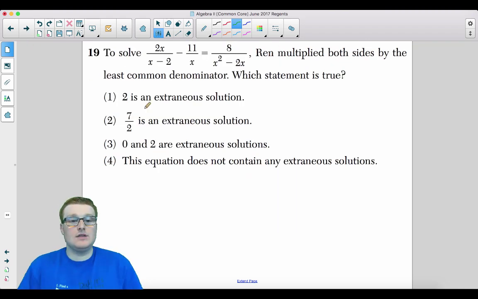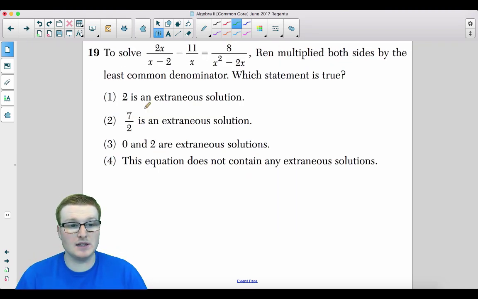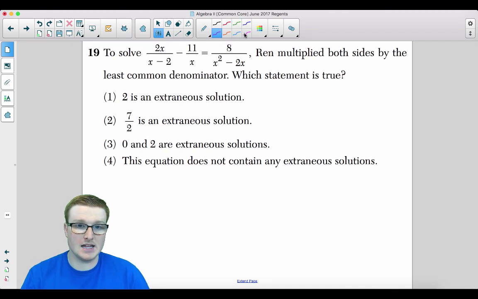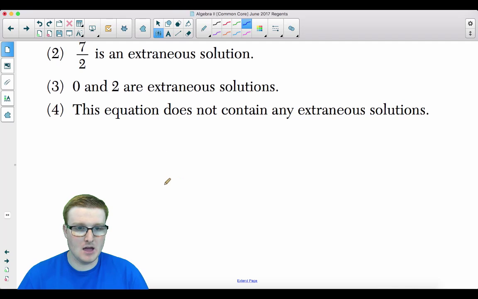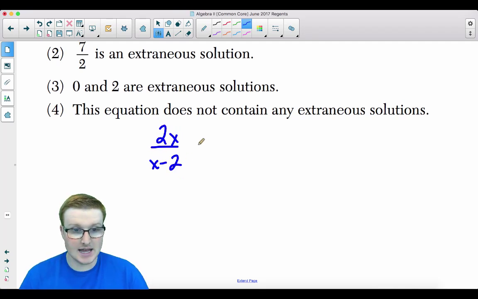To solve this, Ren multiplies both sides by the least common denominator. Which statement is true? All right, so we actually need to solve this. Let's take it slow here. In order to solve this equation, we need to find an LCD. This is going to take a little bit, folks, so bear with me.